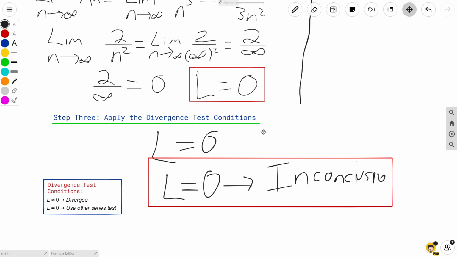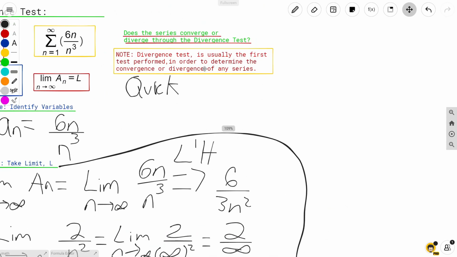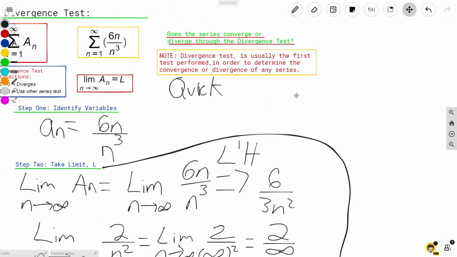That's why you always do it first, because the divergence test is the fastest test. So that's why we always perform it first. Always make sure, every time you have a series, to check whether it passes the divergence test, and if it does, then don't worry about doing any other series tests.